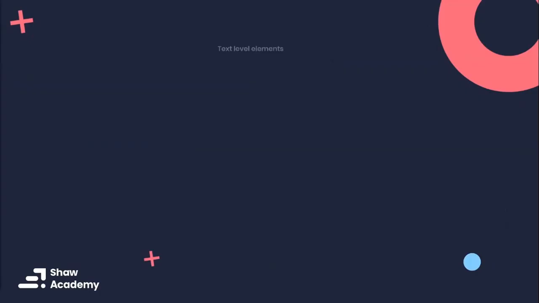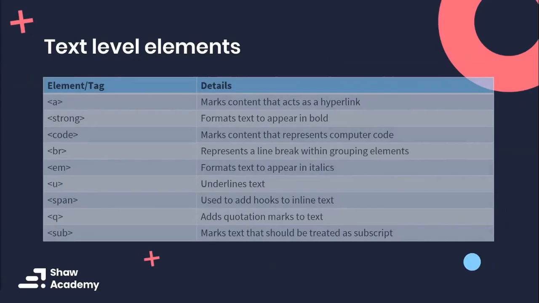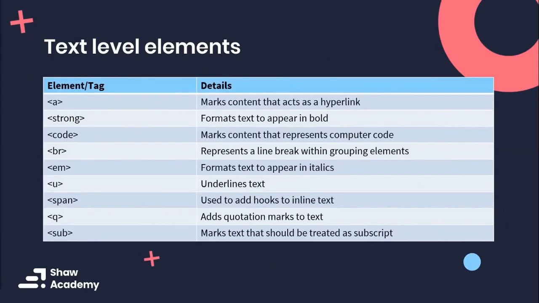Now, with that being said, here are a couple of examples when it comes to text level elements, otherwise known as inline elements. Now, first we have the anchor tag, and an anchor tag marks the content that acts like a hyperlink. Now, we are going to be working with this when we throw up our demo and we get our hands dirty in the practical.